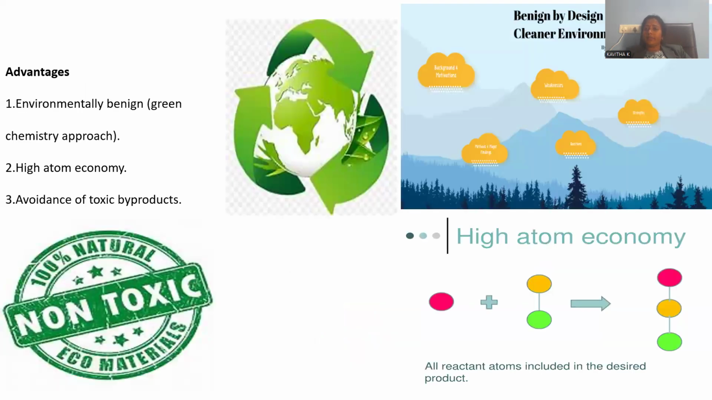Advantages. Why do we have to use hydrogen peroxide as the oxidizing agent, though we have a long list of oxidizing agents? Why do we have to choose this one? Because it is environmentally benign. Whenever hydrogen peroxide is added, it gives rise to a product which is water only. From a green chemistry point of view, in the green approach pathway, it is a highly environmentally benign approach, and it has high atom economy. Atom economy stands for what?